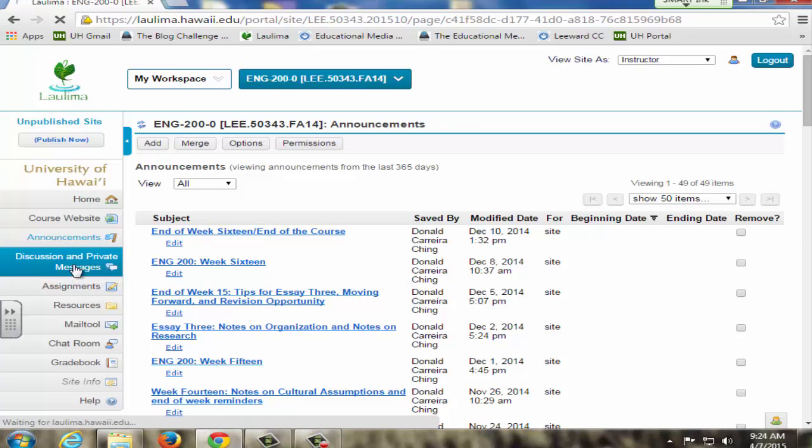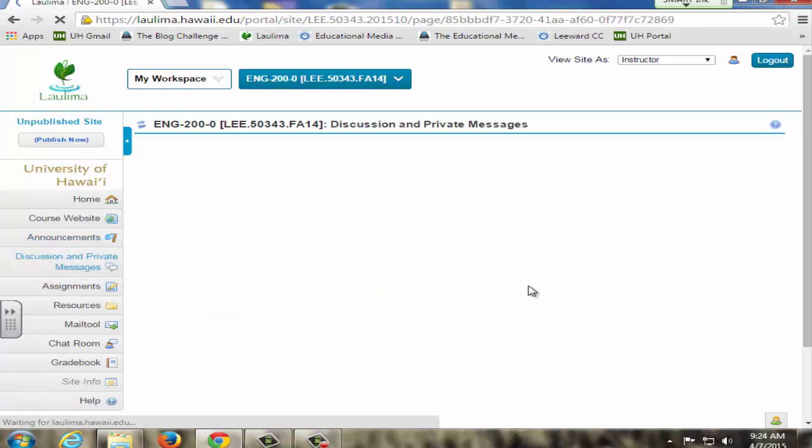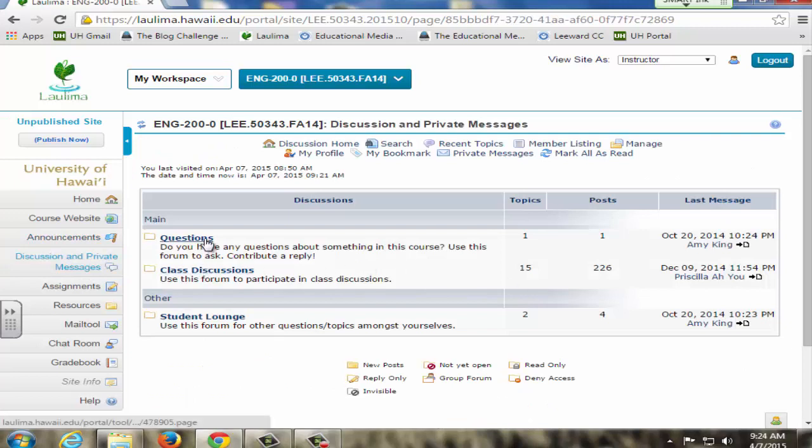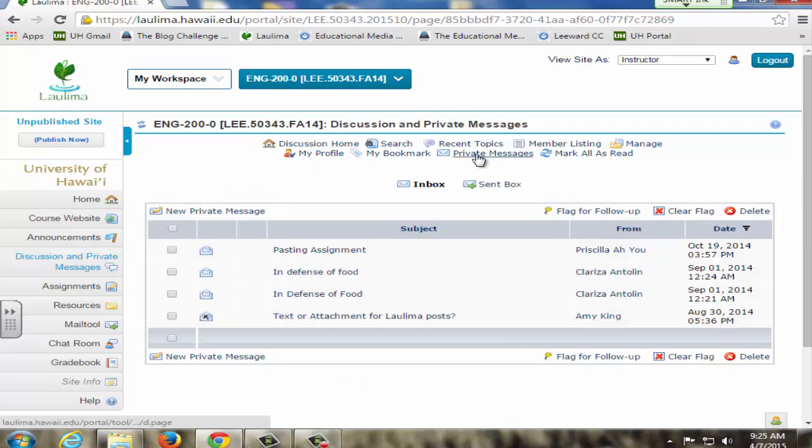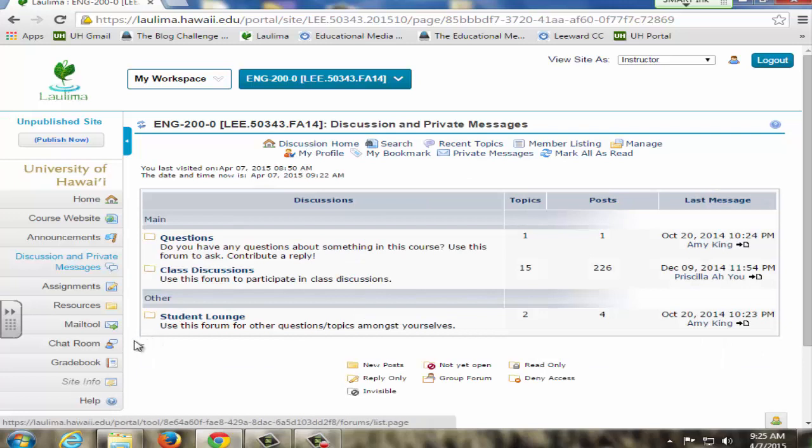Students can communicate with each other using the discussion and private messages section of the course. They can ask questions generally to the class. They can respond to each other in the student lounge, as well as they can respond to each other's work in the class discussion section. They also have an option to respond directly to me in the private messages section there. They can also communicate with each other and with me using the mail tool and the chat room tool.